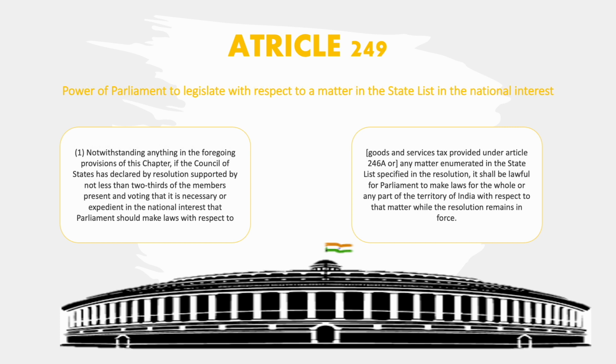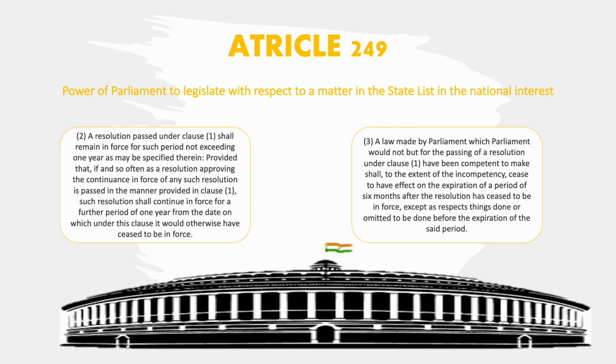Article 249 allows Parliament to make laws on a subject in the State list if the Council of States determines it is necessary in the national interest. If two-thirds of the members present and voting support a resolution to this effect, Parliament can pass laws on that subject for the whole or a part of India. The resolution remains in force for a specified period, and if it is renewed, the law continues. However, once the resolution expires, any law made by the Parliament becomes invalid after 6 months, except for actions taken before that time.